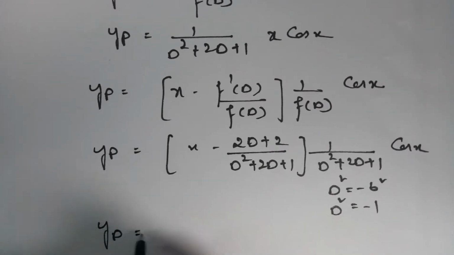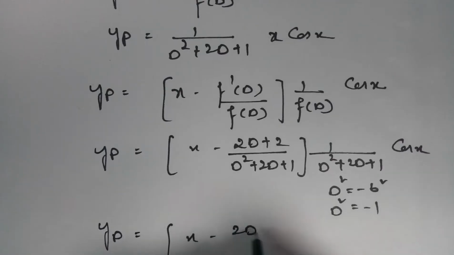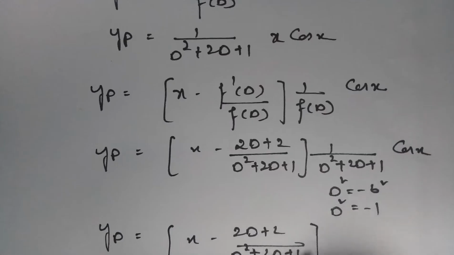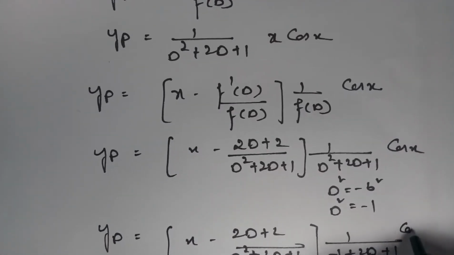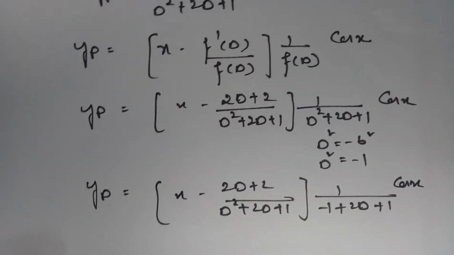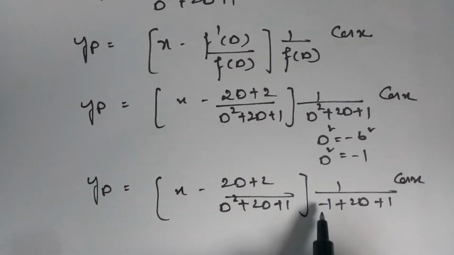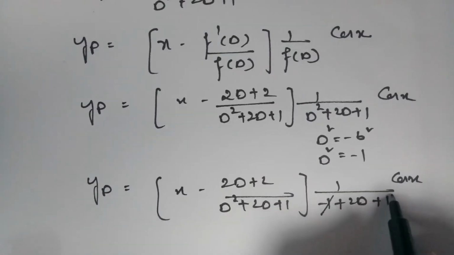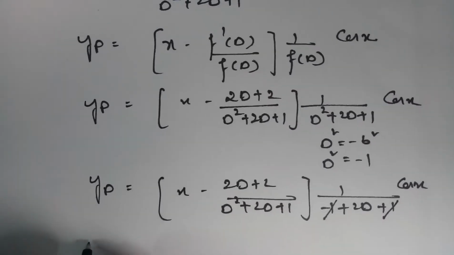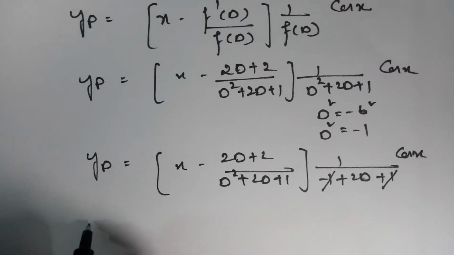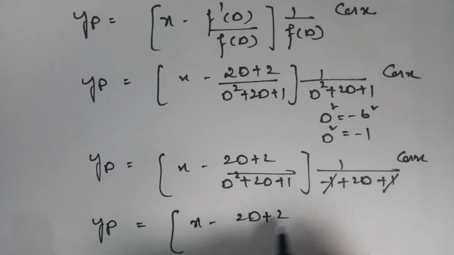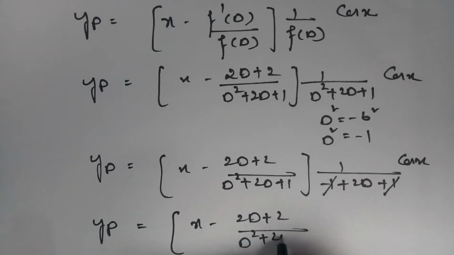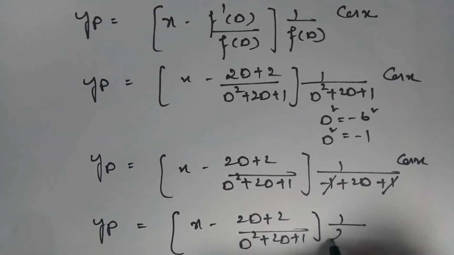So yp is equal to x minus 2d plus 2 by d square plus 2d plus 1 into 1 by minus 1 plus 2d plus 1 into cos x. So in place of d square I have substituted minus 1. Minus 1 and plus 1 got cancelled. So here yp is equal to x minus 2d plus 1 by d square plus 2d plus 1 into 1 by 2d into cos x.